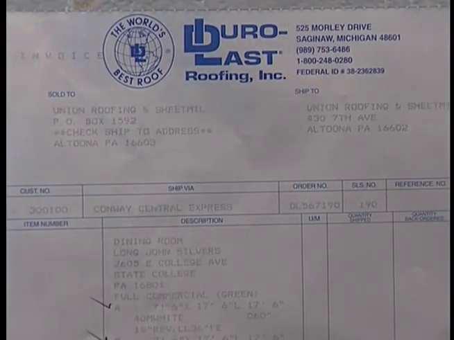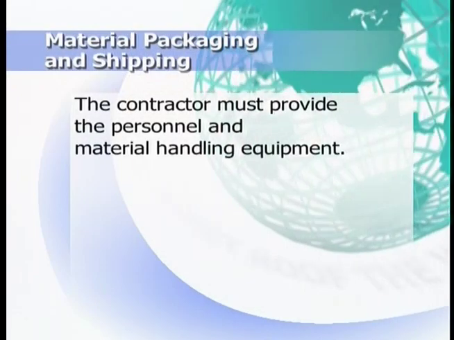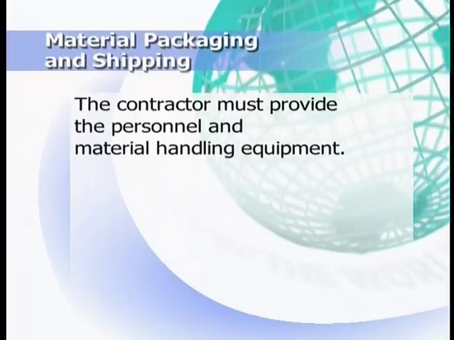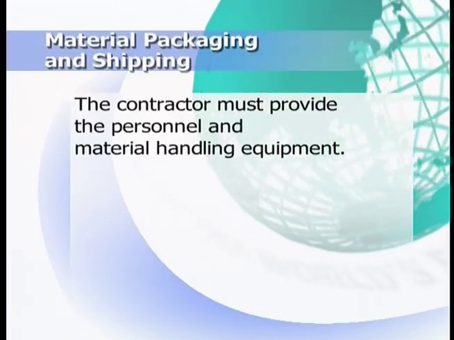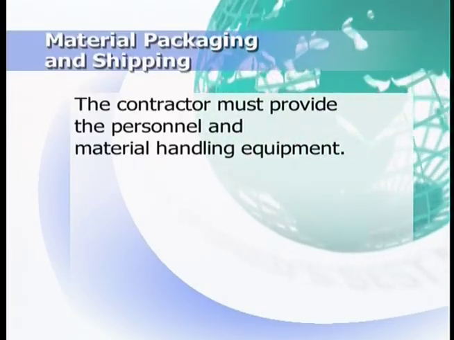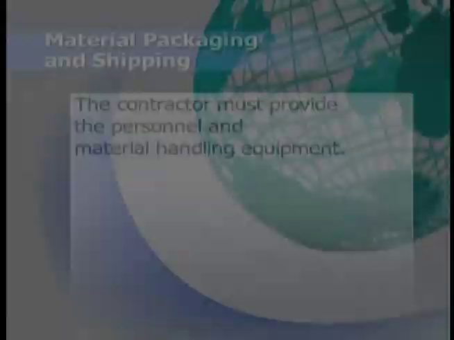A packing list will be attached to the outside of one of the pallets. Use this packing list as a tool to inventory the shipment before signing the bill of lading. Truck lines do not unload the trucks. You must have adequate personnel and material handling equipment available at the delivery site.